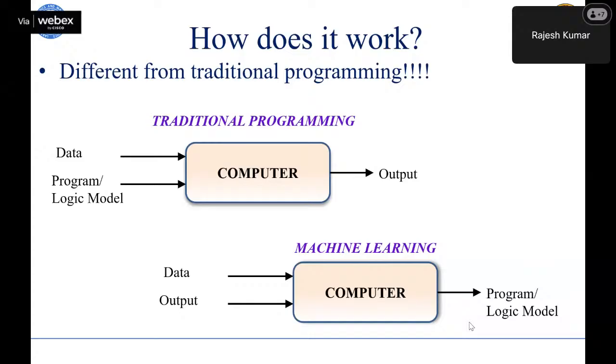Let's make it simple. I have x is equal to 2, and I know the relation y is equal to 2x. So I write a program: input x is equal to 2, y is equal to 2x, run the program, and it will give me y as 4. That is traditional programming.